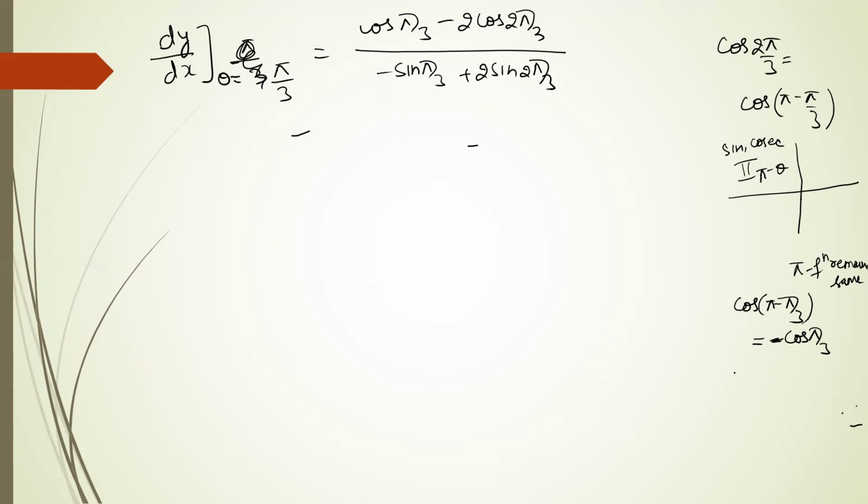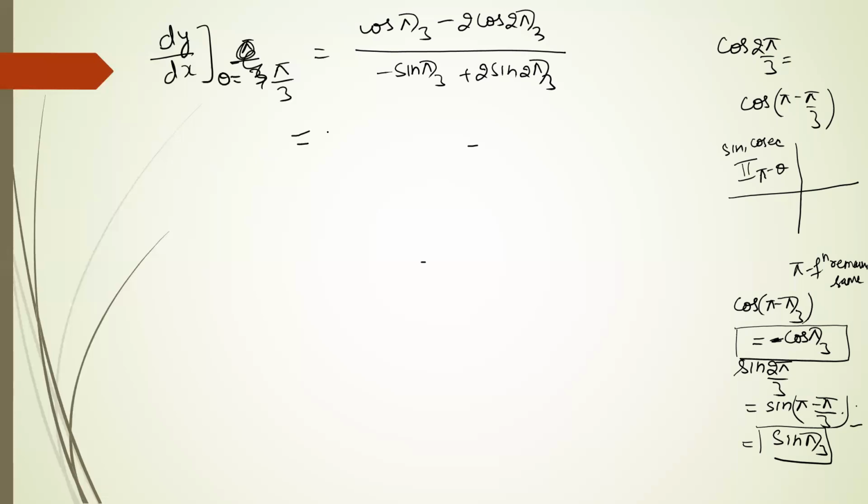In the same way, when I talk about sine 2 pi by 3, I will again write it like this, sine(pi minus pi by 3), and this will give me sine pi by 3. Why sine pi by 3? Because sine is positive in the second quadrant. So I'm quickly putting all these values.